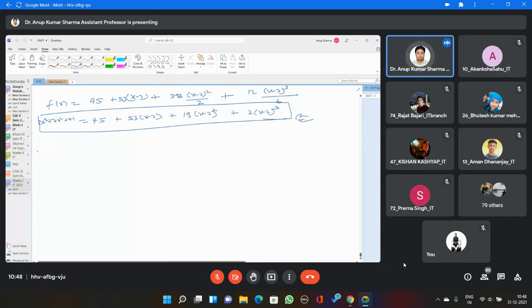In a similar manner, you can expand tan x in powers of x minus pi by 4 up to the first 4 terms. Okay, you can do this one yourself.